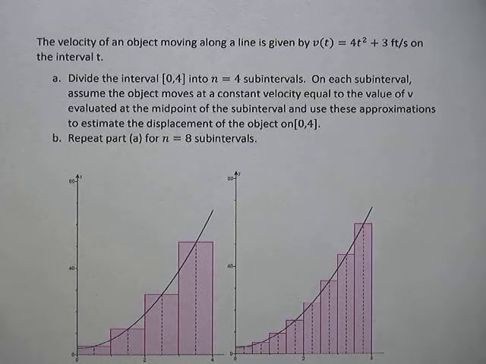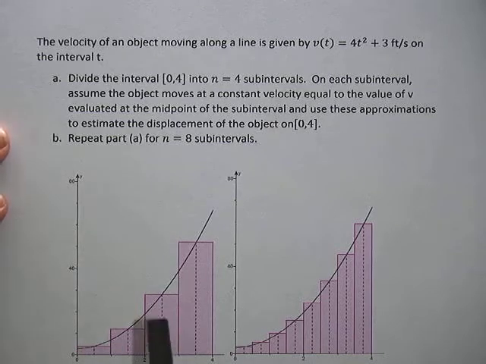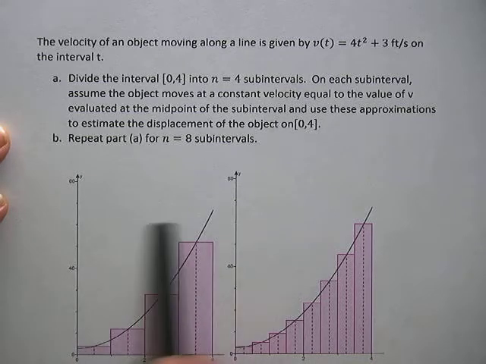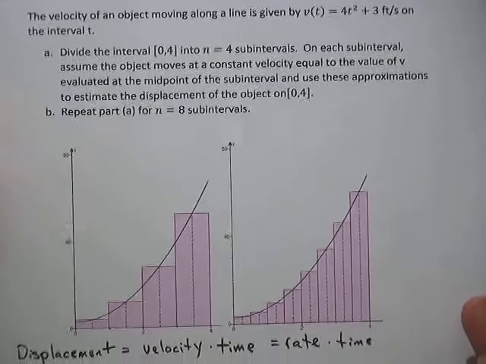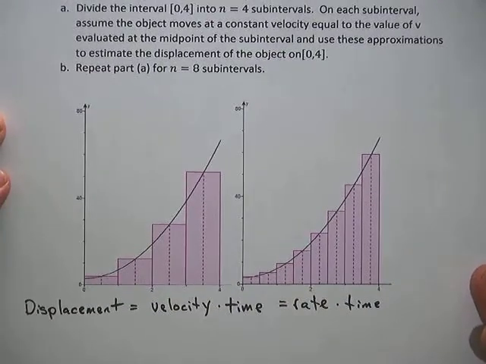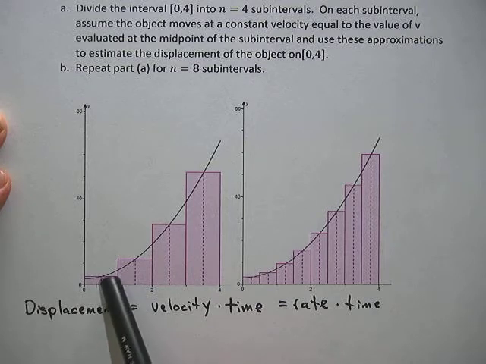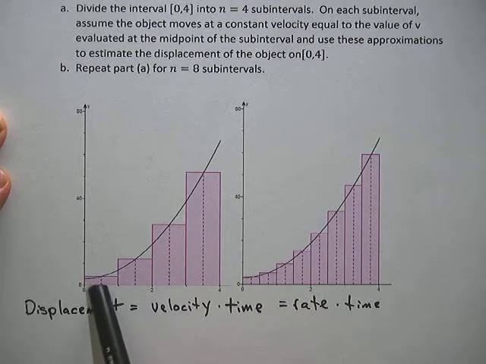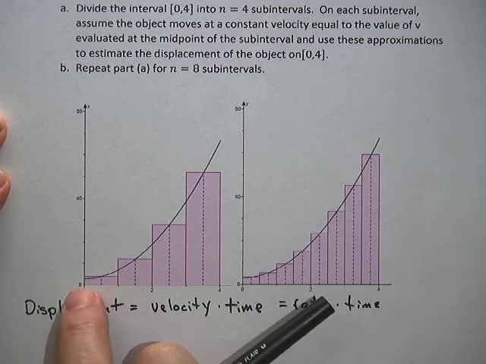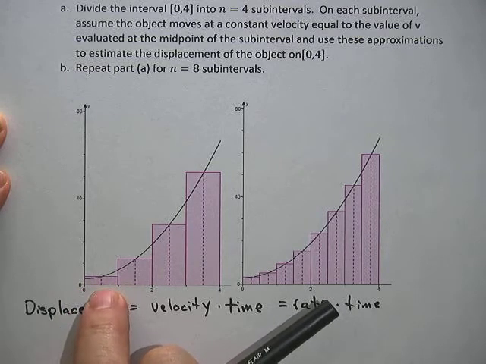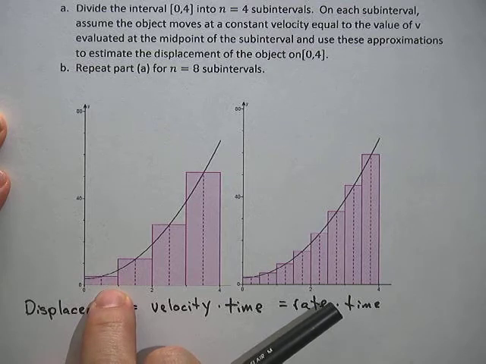So B says do the same thing except with 4 subintervals. So here's what we're using as our reference point for A, and then we double the amount of subintervals on B. Now recall that displacement, what we're looking for, is velocity times time. Each one of these little rectangles is an estimation of the displacement. Like this little rectangle is estimating the displacement from 0 to 1. And the displacement is velocity times time.